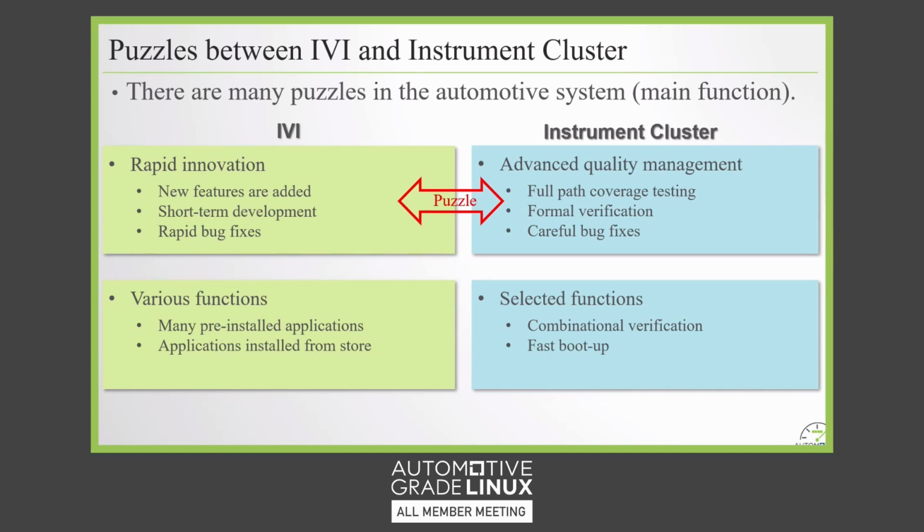One more puzzle is IVI requires various functions. Many pre-installed applications are required, and applications installed from store. That's the IVI side requirement. On the other hand, instrument cluster side, a selected function is implemented. It requires a combinational verification and fast boot up. It's the second puzzle.